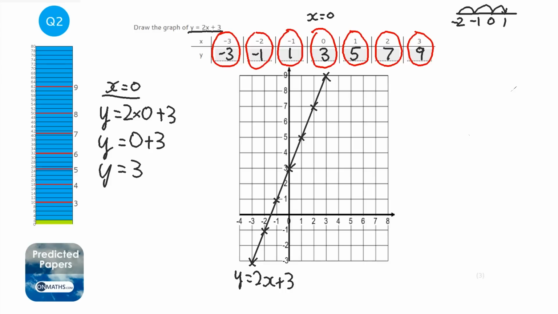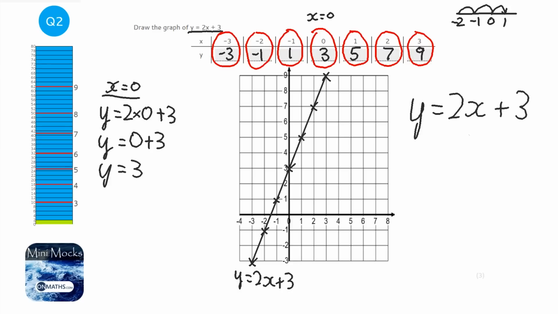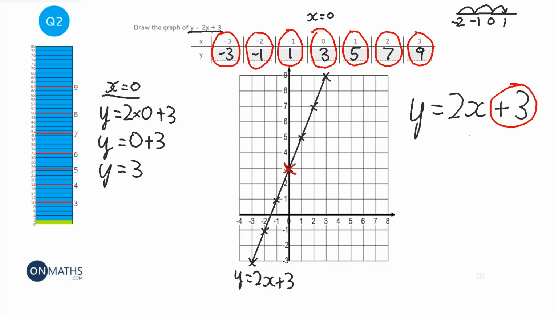Now, I said there was a quicker way of doing this. If you have a look at the graph, the equation, y equals 2x plus 3. This plus 3 tells us where it's going to hit the y-axis. So I can plot that one straight away. This 2 is a gradient.